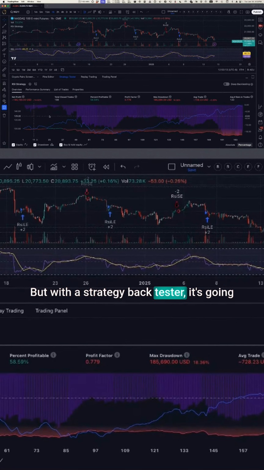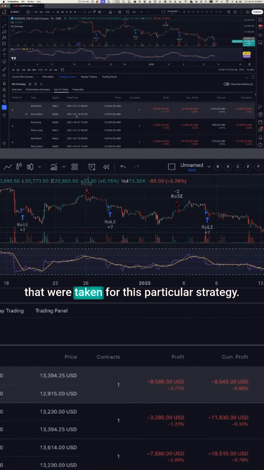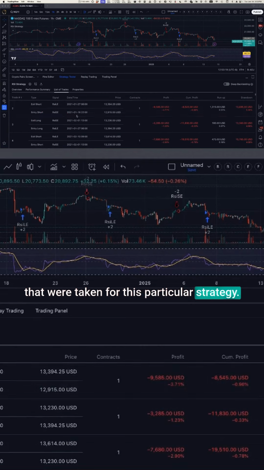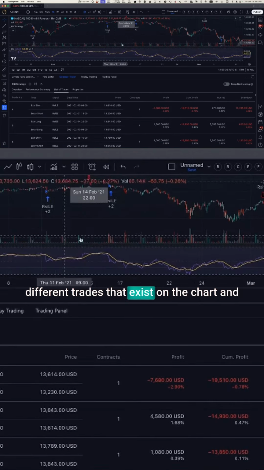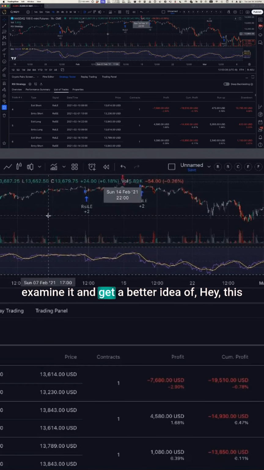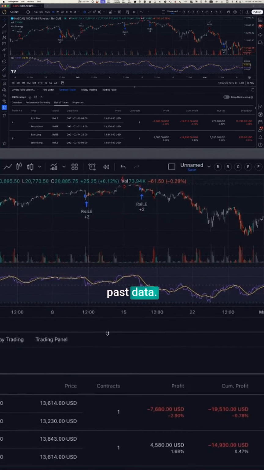But with a strategy backtester, it's going to give you an idea here of all the trades that were taken for this particular strategy. So I can actually go and take a look at all the different trades that exist on the chart and examine it and get a better idea of, hey, this is not only the buy and sell signals, but this is the performance I might have looking at past data.